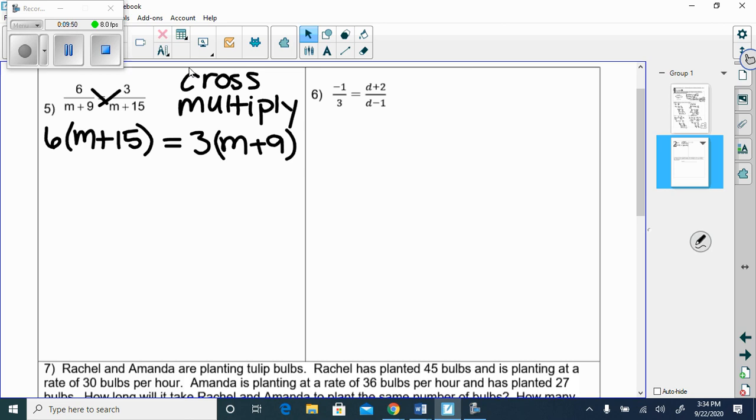Now what do I have to do before I can start moving stuff? Good. So 6 times m will give me 6m, and 6 times 15? 90. Good. I also have to distribute over on the right side. So 3 times m, and what would 3 times 9 be?